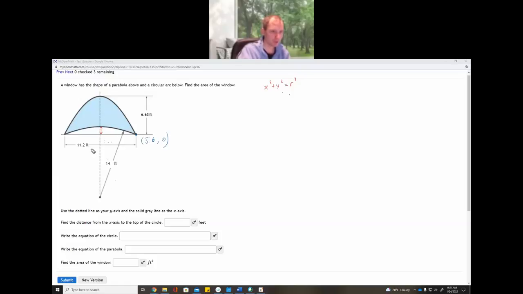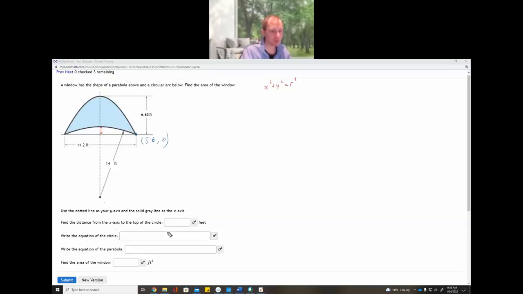I don't know how far down my circle is shifted though. Once I answer that first question, I'll be able to figure that out, because I know from the center to the top of the circle is 14. If I subtract off that distance, then I'll have how far the circle is shifted down. So I think that's why we need to figure out this first part first: find the distance from the x-axis to the top of the circle. We need to do that in order to find the equation of the circle. Okay, that seems fair.